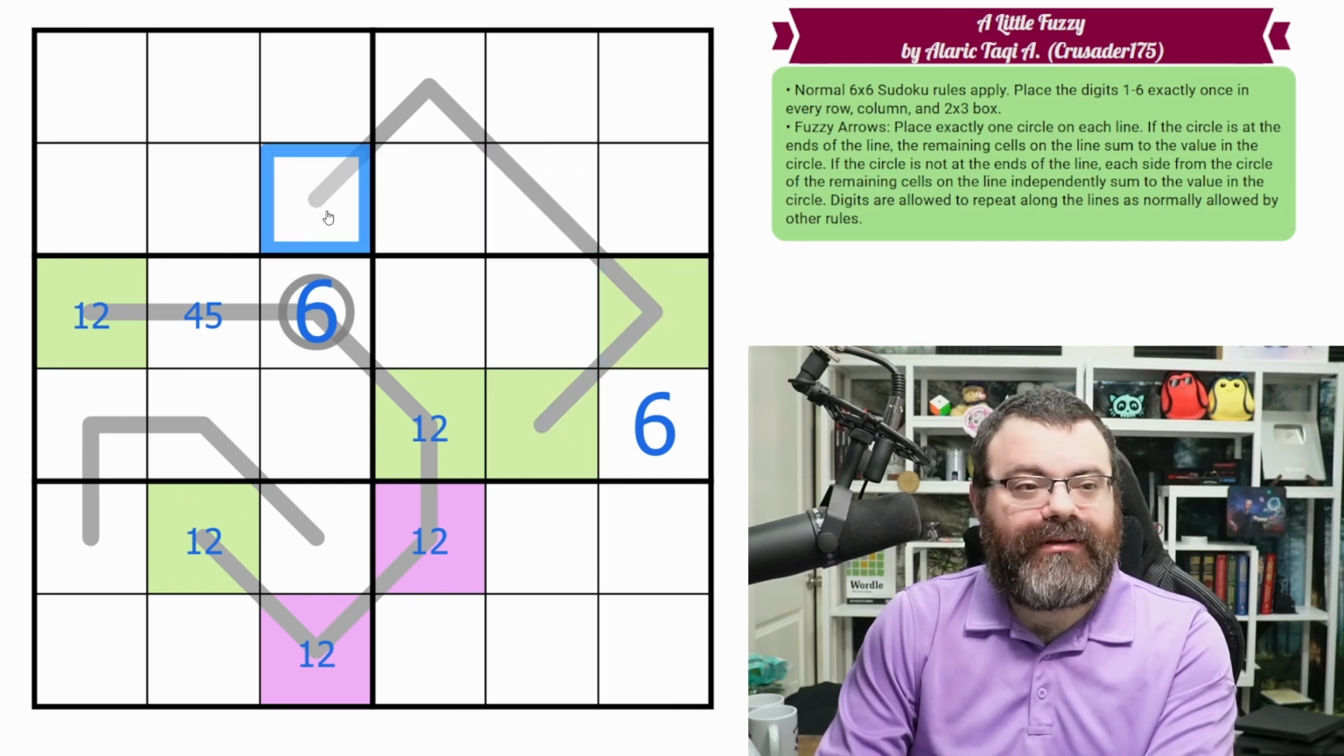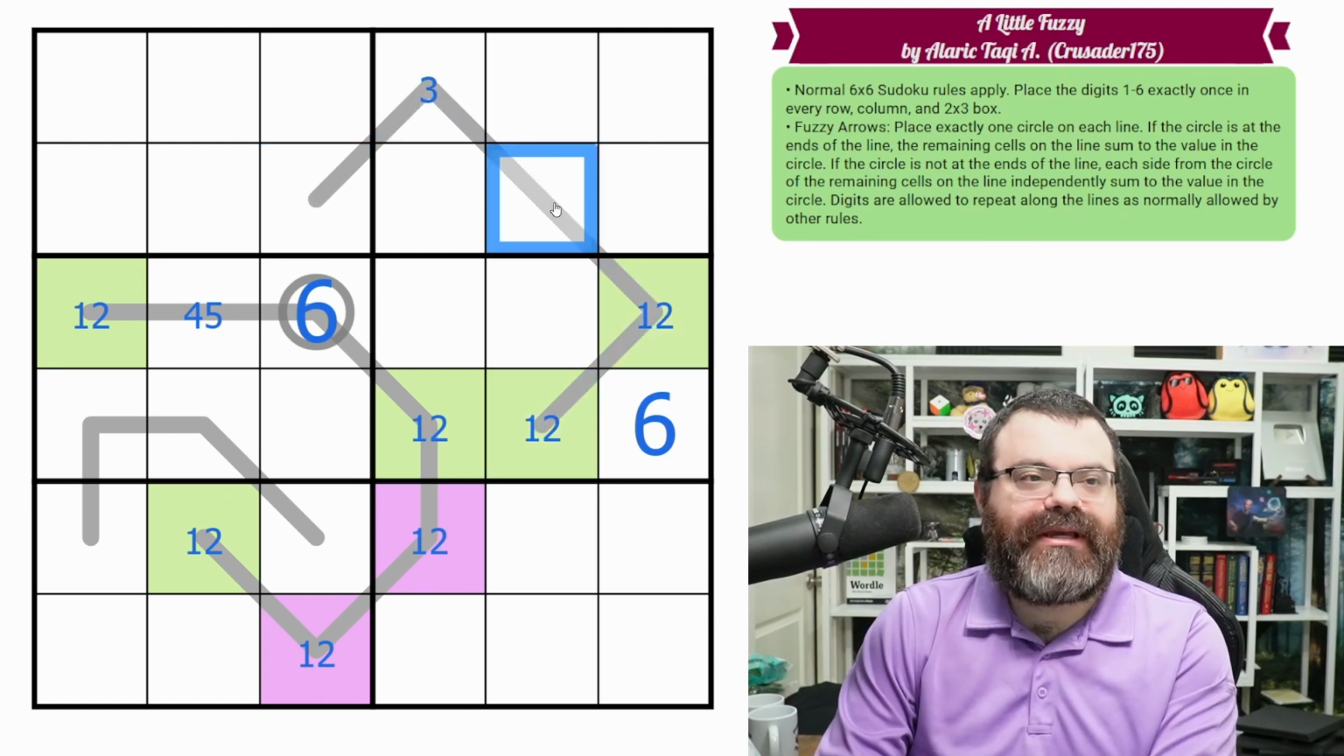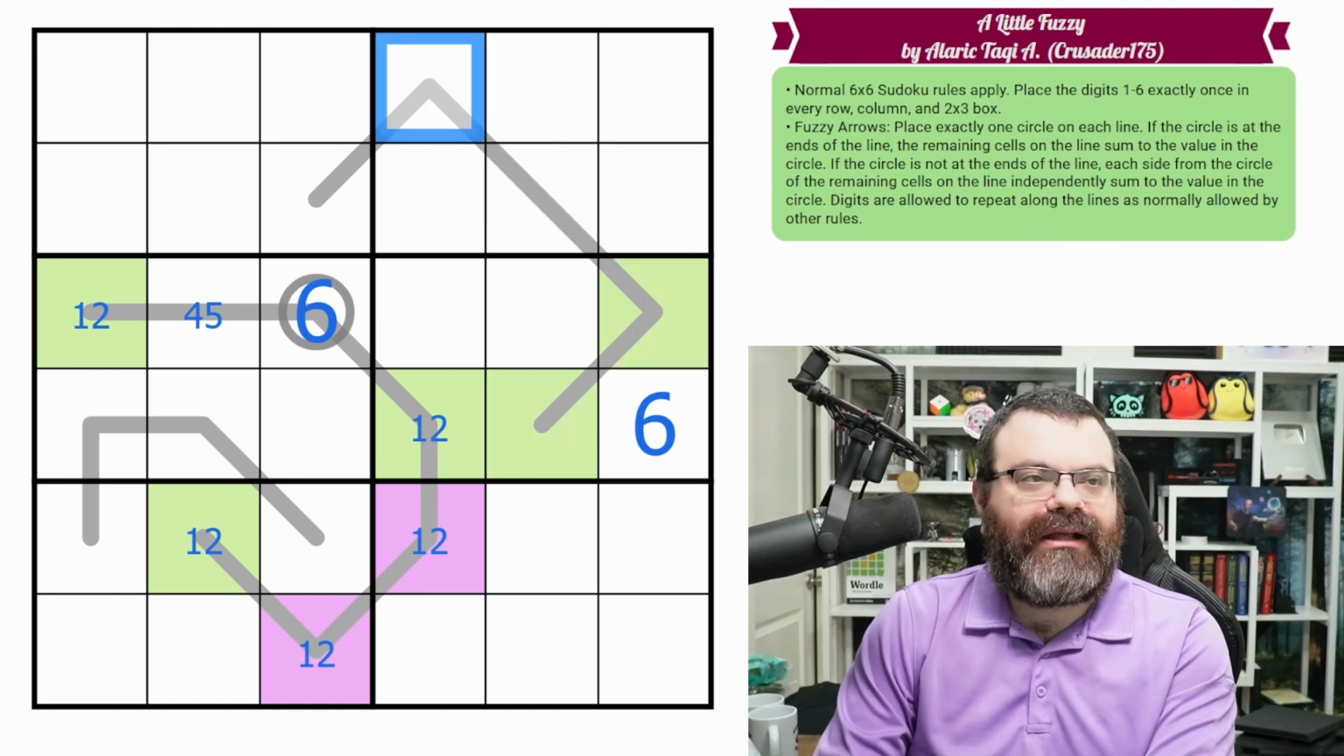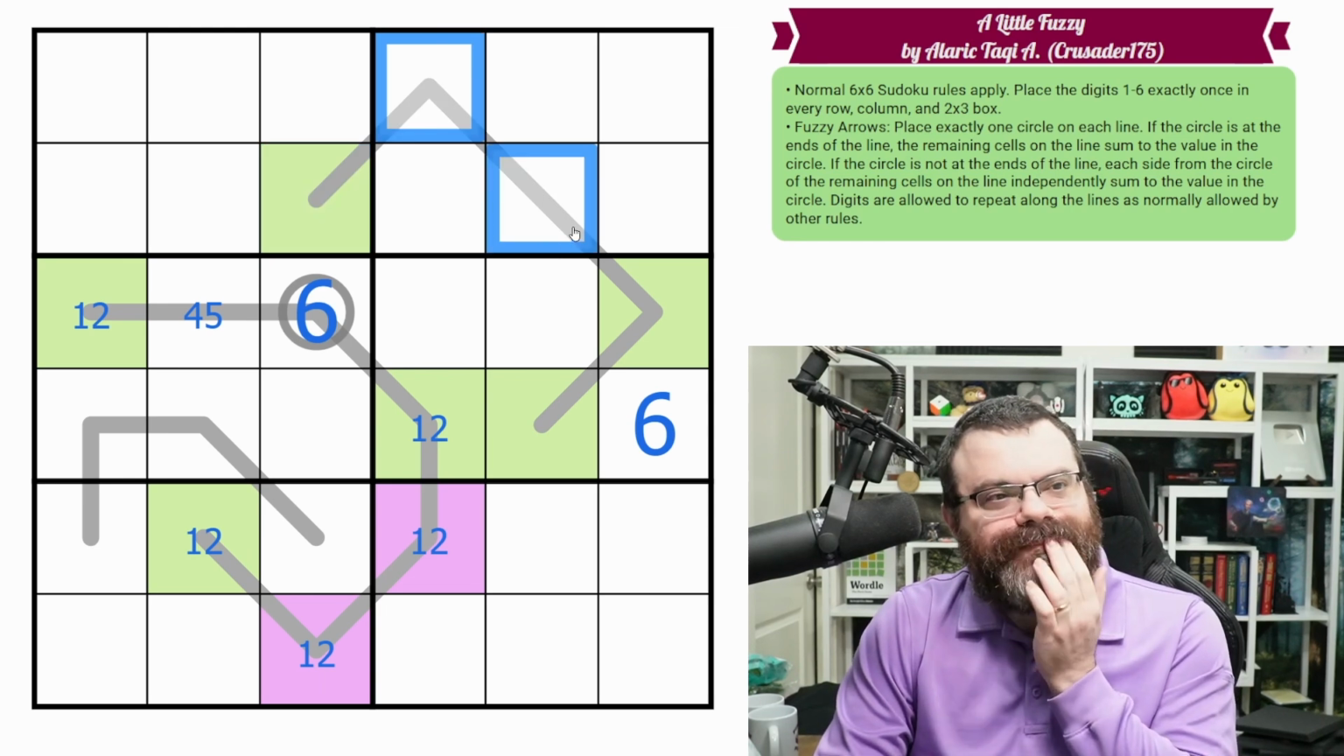What about over here? Can we put this? Well, this being minimum 3 actually does restrict us. This would be a 1, 2 with a 3, and this would be a 1. Yeah, that would already add to 7. So this can't be our circle. So our circle is one of these two. Can I tell the difference?